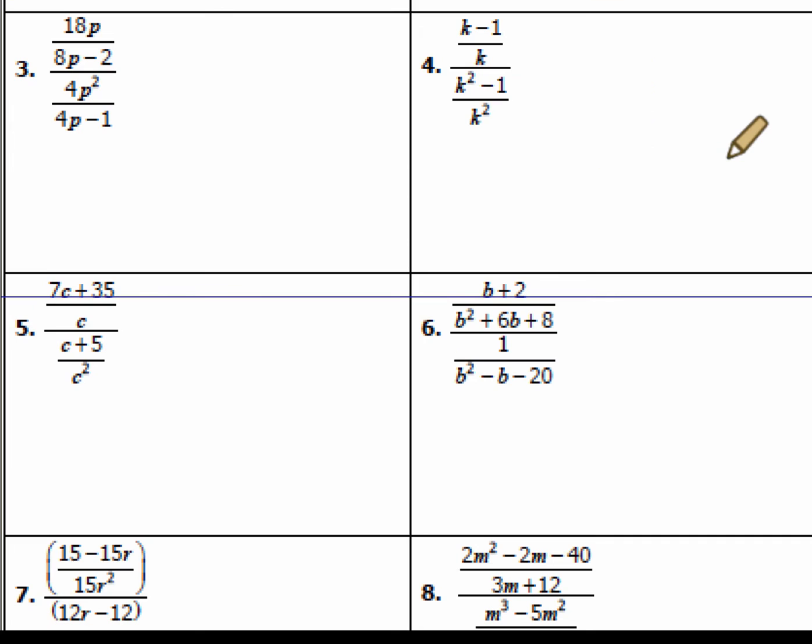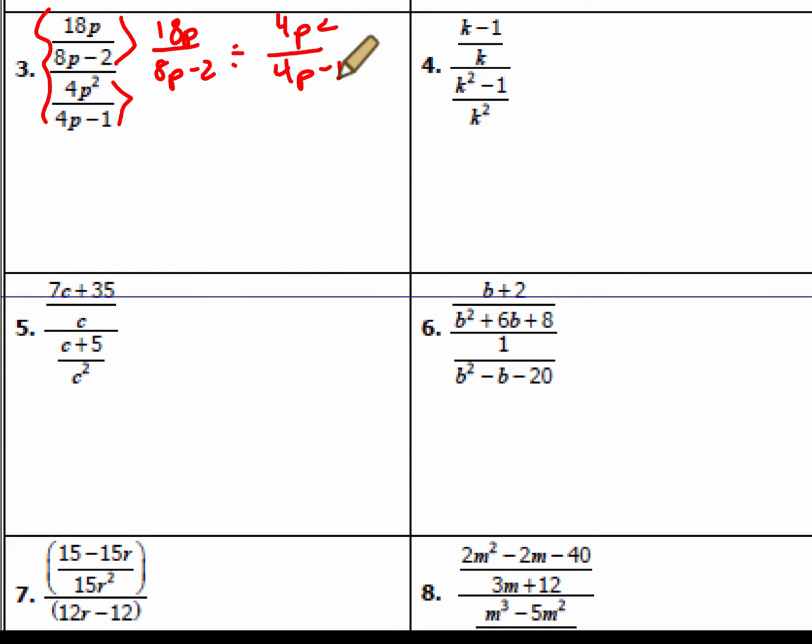Now these are looking a little more complex, huh? Let's look at this one. First I look at each individual fraction to make sure I can't simplify it. If I can't, I rewrite it as a division problem: 18p over 8p minus 2, divided by 4p squared over 4p minus 1. Now my next step is up to me. I can factor where I can and then change it to a multiplication problem, or change it to a multiplication problem and then factor. However works.